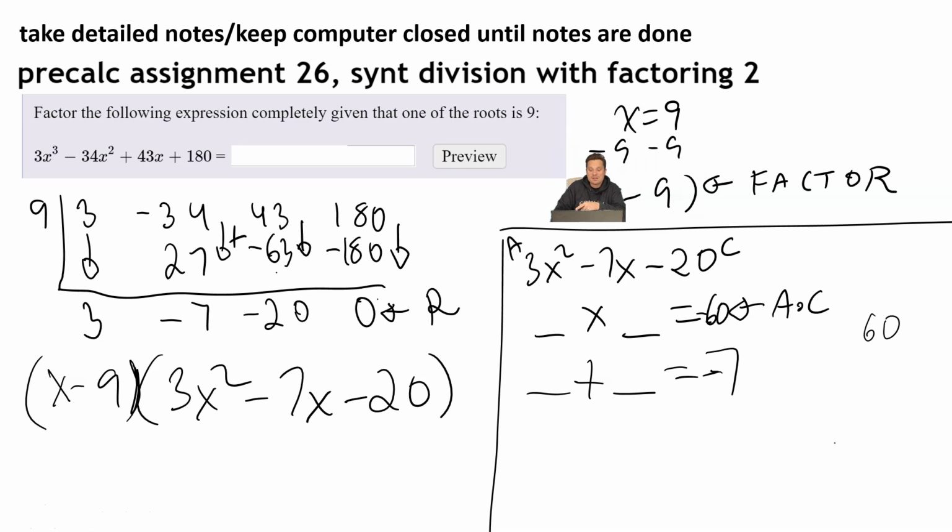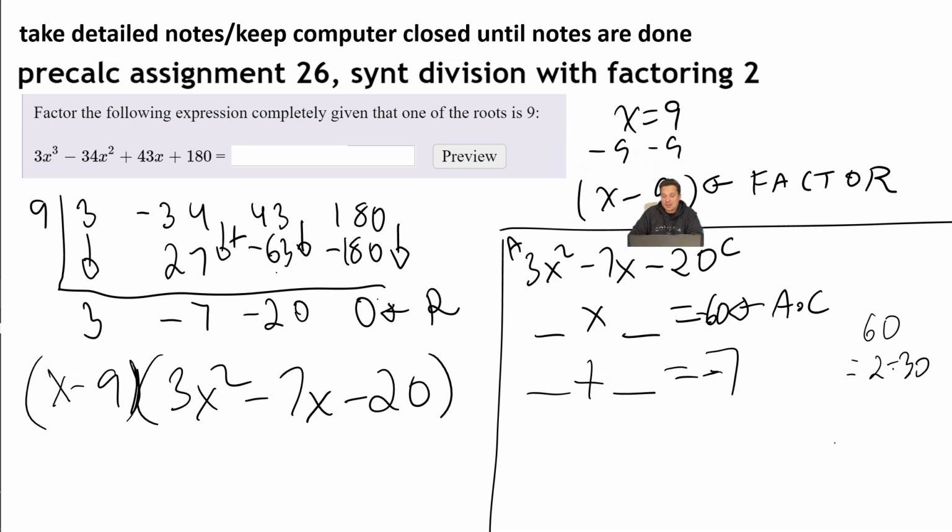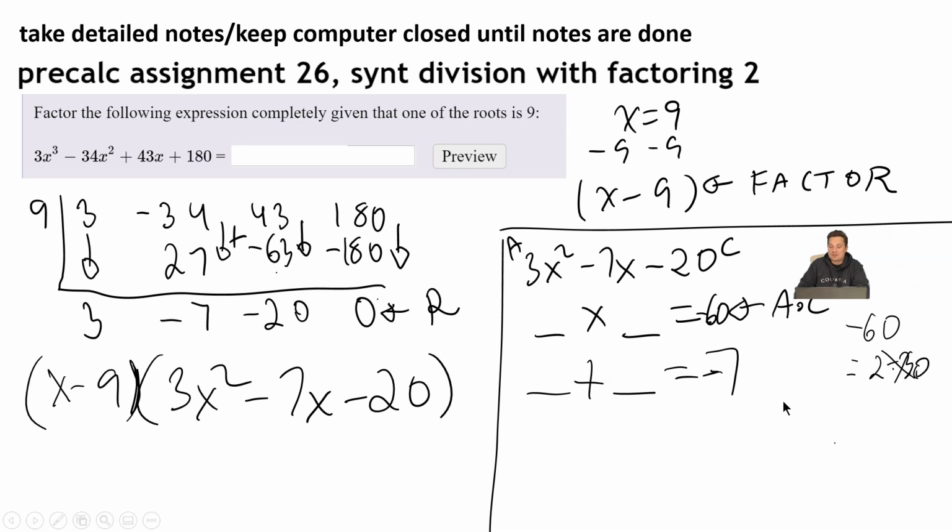So let's do that on the side. Okay, this should be negative 60, not positive 60 at first. Just so you know that, I forgot to include the negative. So a way of saying to get negative 60 is to say that it's 2 times negative 30. That will give you negative 60. But the issue is that 2 plus negative 30 won't give you negative 7. So 2 and negative 30, in other words, these values here are no good. Try something else.